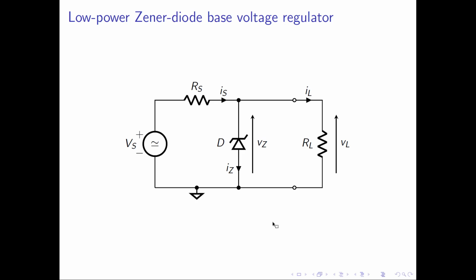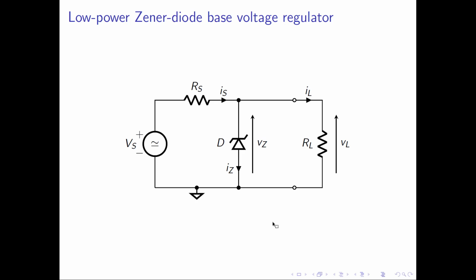Now the resistor Rs and the Zener diode D form the regulator circuit. The load, which would normally be some extra electronics, is represented by a single load resistor RL. And we connect RL across D, and we rely on the Zener action to keep the voltage Vz fairly constant, and therefore the load voltage VL will be constant.